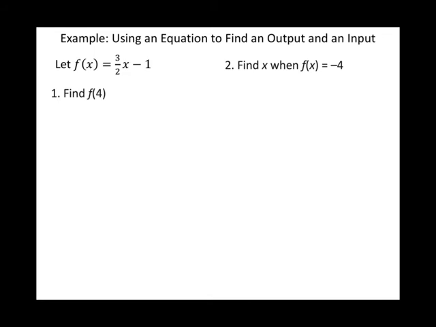Using an equation to find an output and an input. So I have the function f of x equal to 3 over 2 x minus 1. Number 1, I want you guys to find f of 4. Okay, f of 4 means I want you guys to plug in x equal to 4 into this equation. Okay, simplify it. This is going to be 2 times 3, 6 minus 1, which is going to be equal to 5. So when x equal to 4, y will be equal to 5. Okay, one more time. When x equal to 4, y will be equal to 5.